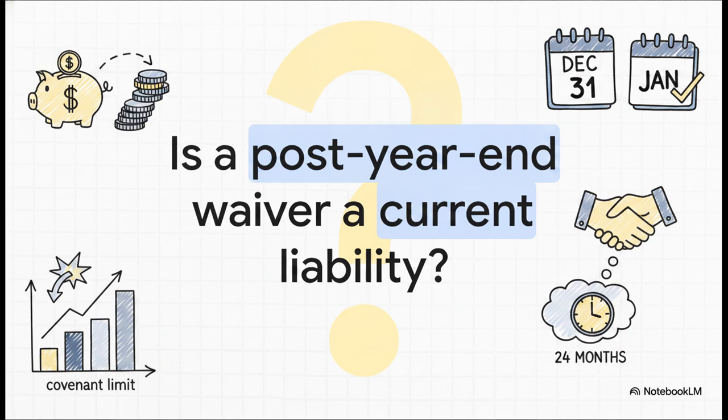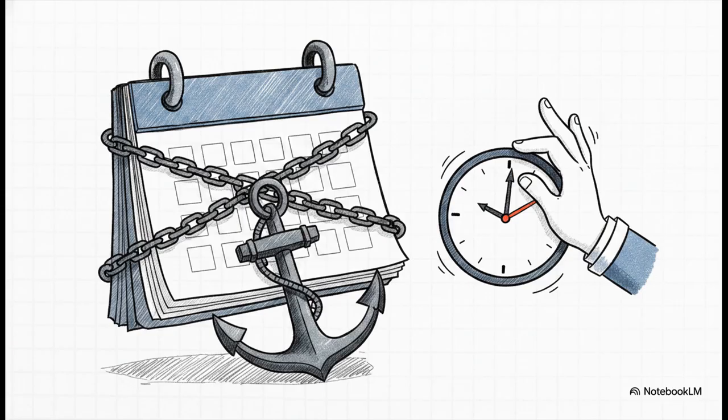Is it current or is it non-current? It is a current liability. This is a massive trap, and you have to watch out for it. Even if the bank completely forgives you in January, and management knows with absolute certainty that they won't actually have to pay that cash anytime soon, accounting rules require you to look strictly at the facts exactly as they stood on the reporting date of December 31st.